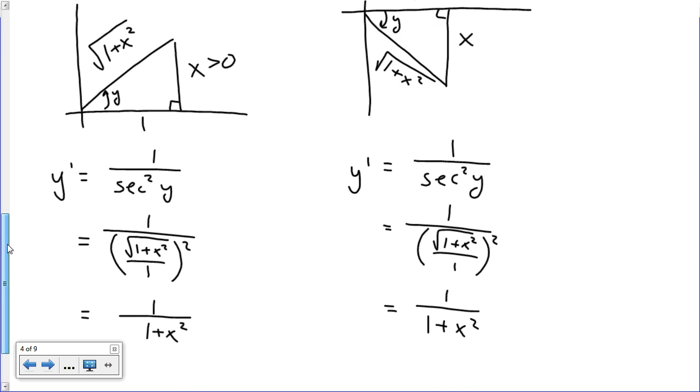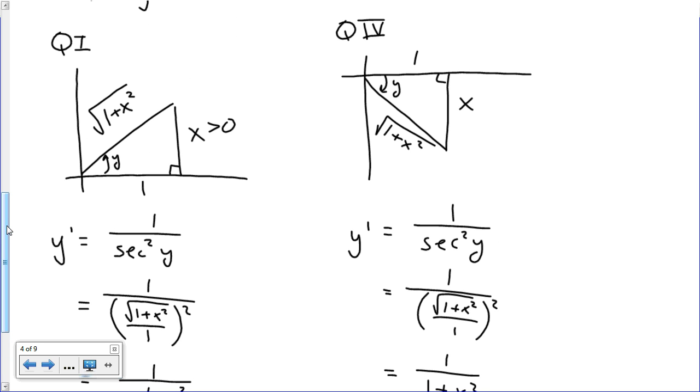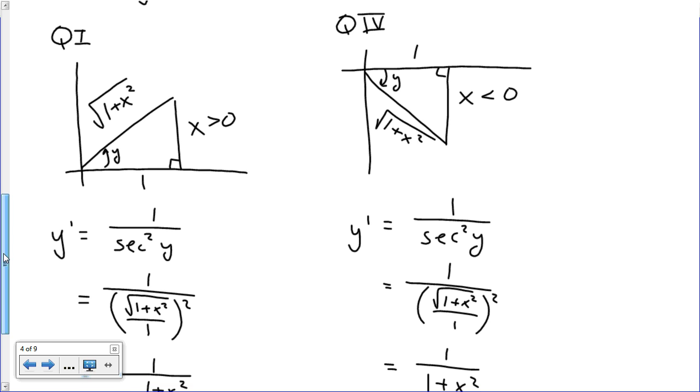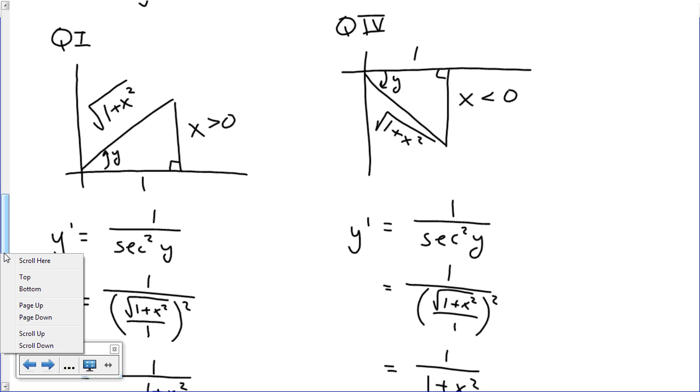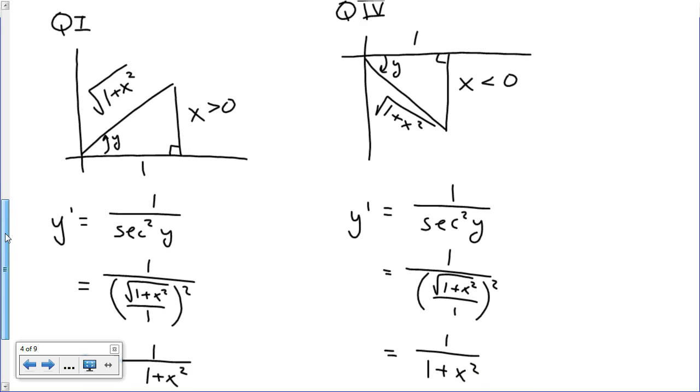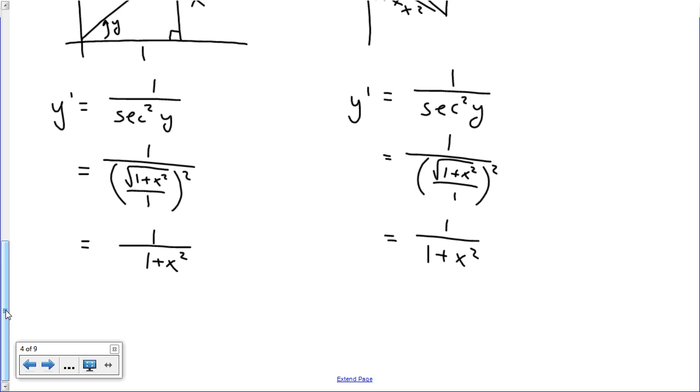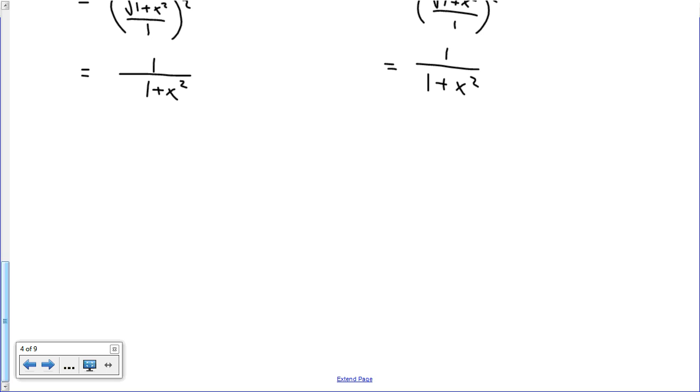Okay. Here, though, because this is in the fourth quadrant, and x is that vertical component, here the x is less than 0. So in either case, whether x was greater than 0 in quadrant 1 or x is less than 0 in quadrant 2, we end up with y prime is equal to 1 over 1 plus x squared.